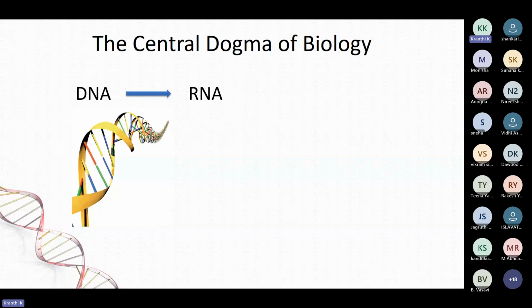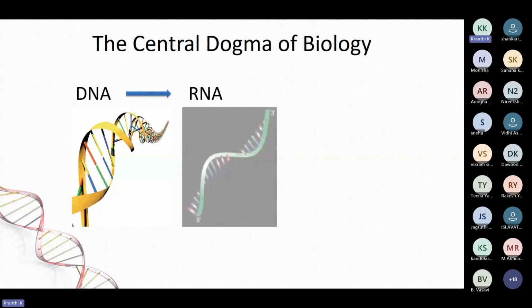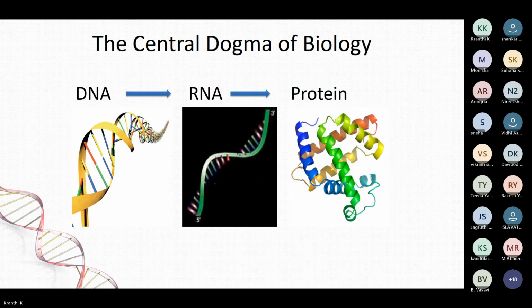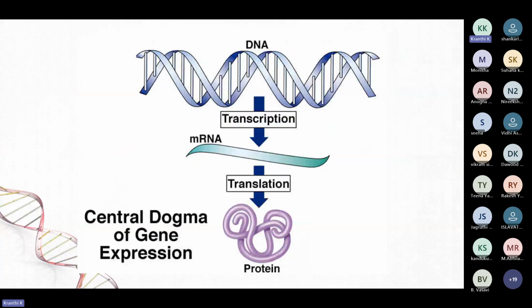If the DNA is producing RNA, that is called transcription. Then from RNA to protein synthesis, it's called translation. Let me show one more slide. DNA to DNA is called replication. DNA to RNA is called transcription. Then RNA to protein is called translation.